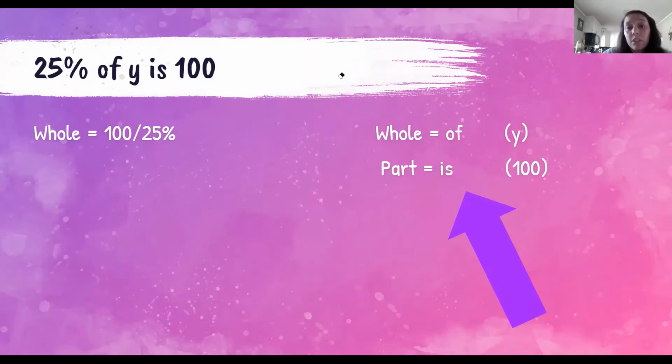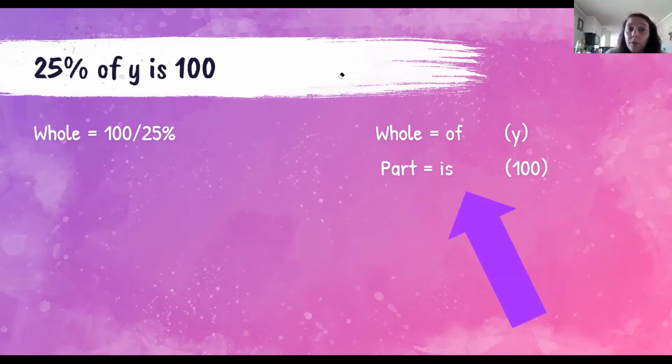So yesterday I mentioned whole and part and other words that are used for them being "of" and "is." So kind of the same thing as yesterday. Of is the whole, is is the part. So in this question, obviously 25% is the percent because it has the percent sign. Of Y is going to be the whole, and I know that specifically in this lesson because we're finding the whole. So Y is what I'm trying to find, so that's going to be my whole. And then is 100 is the part, so 100 is going to be my part.